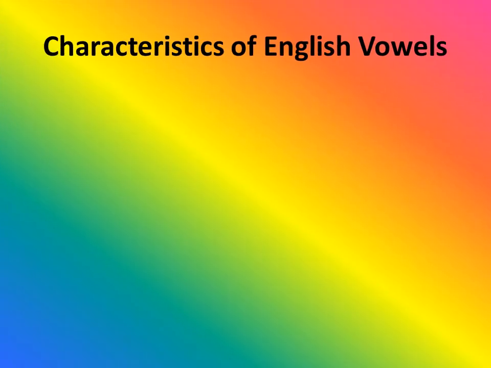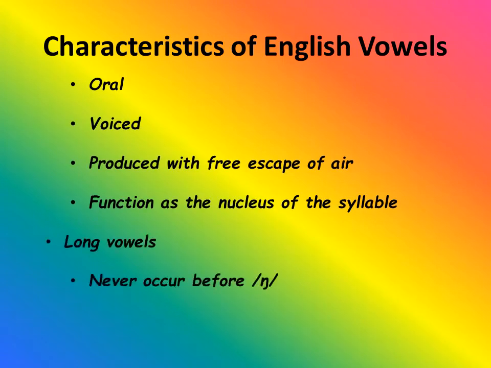As regards the characteristics of English vowels, they are oral because they are produced in the mouth cavity. They are voiced because they are produced with the vibration of the vocal folds, and they are produced with free escape of air since there is no obstruction or friction in their production, and they function as the nucleus of the syllable because they are the most prominent sound in the syllable.